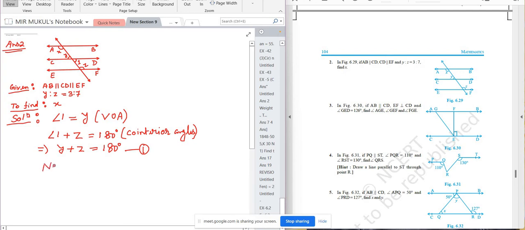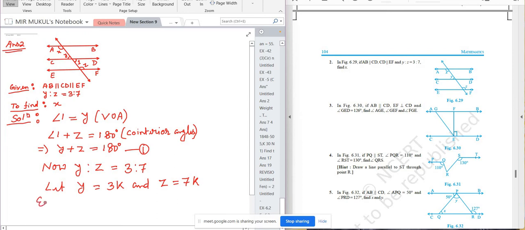Now, y is to z is given 3 is to 7. Let y equal 3k and z equal 7k, because the ratio is given as 3 is to 7. So we can consider y as 3k and z as 7k.